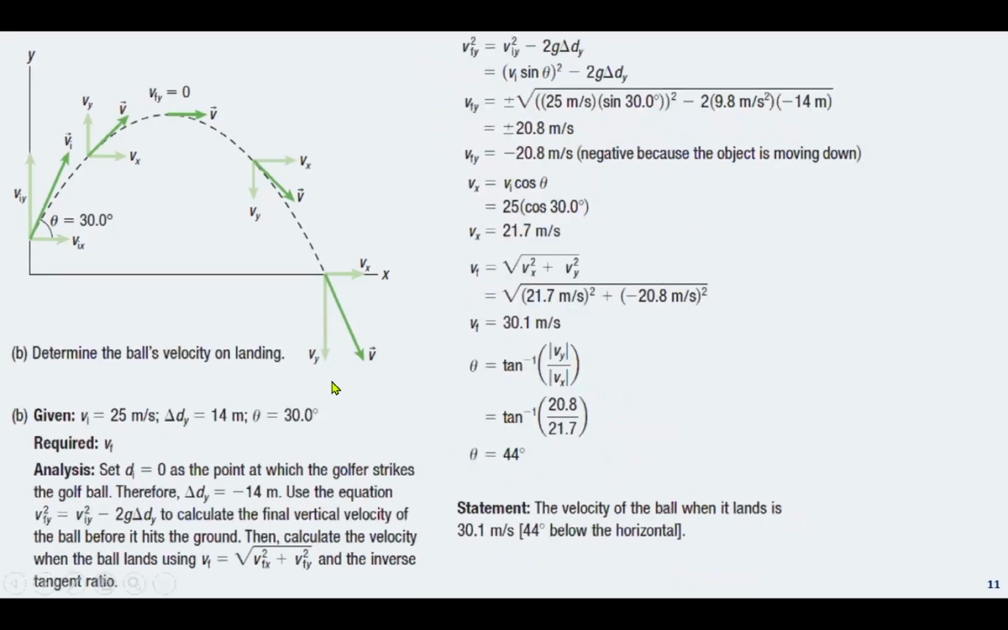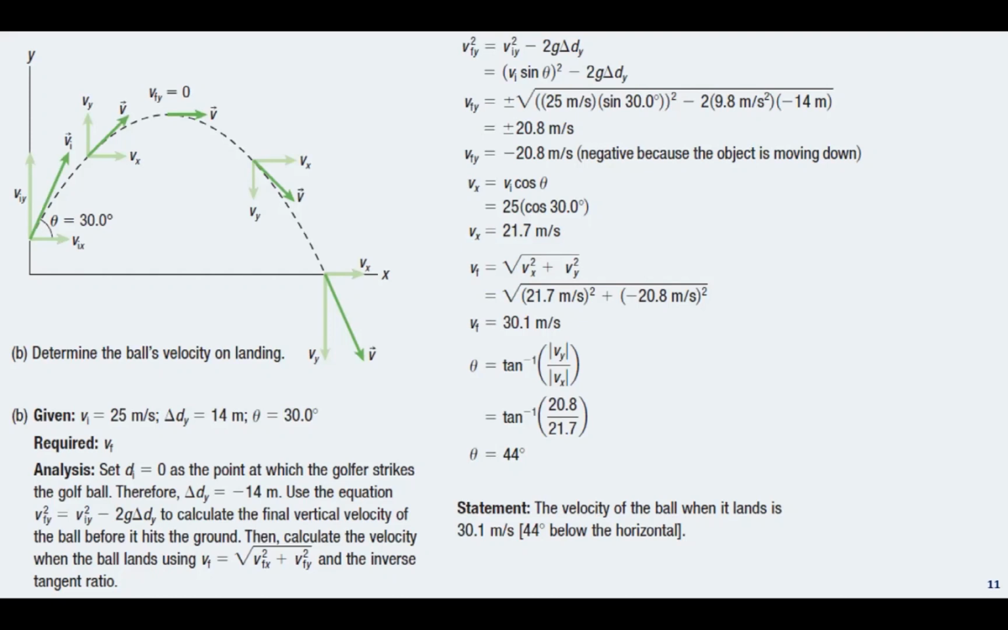Okay, then let's consider question B. In question B, we're given, again, the initial velocity, and we know that delta dy is 14 meters. If we set di, the initial displacement, at the point at which the golfer struck the golf ball, then we have delta dy equals minus 14 meters, right? So it all depends on which reference point you choose.